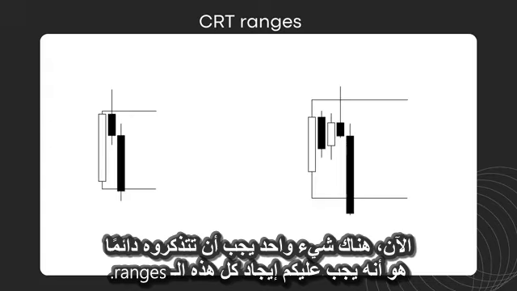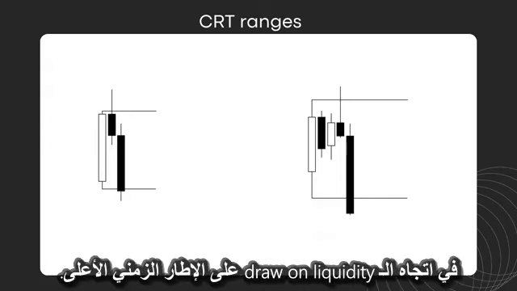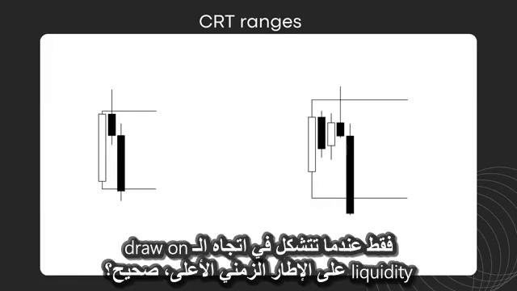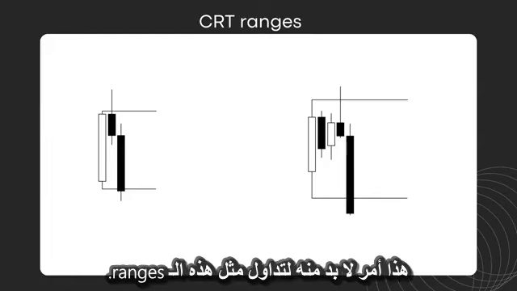Now, one thing you need to always remember is that you must find all of these ranges in the direction of the higher time frame draw on liquidity, or simply, you trade them only when they are formed in the direction of the higher time frame draw on liquidity, right? This is a must for trading such ranges.